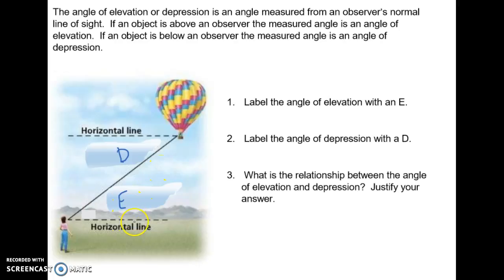The angle of elevation is measured from the horizontal line up to that line of sight, whereas the angle of depression is measured from the horizontal line down to the line of sight. What's the relationship between them? Well, the fact of the matter is horizontal lines are going to be parallel. We also know then that these angles right here are alternate interior angles, so therefore they must be the same. So the angle of elevation and depression are congruent, and that has to do with parallel lines and alternate interior angles.